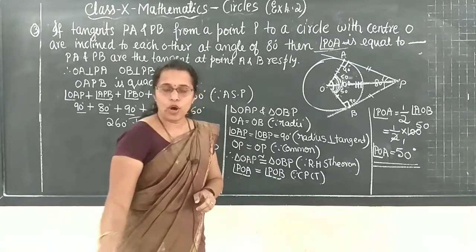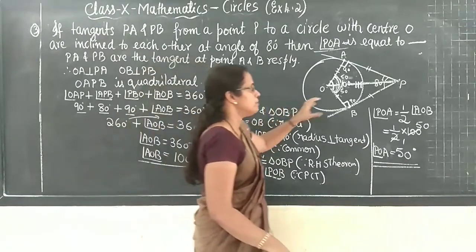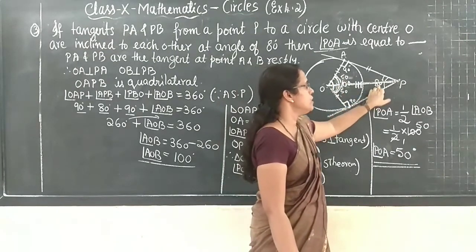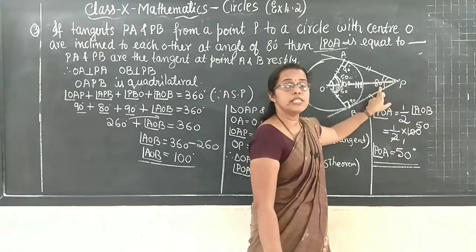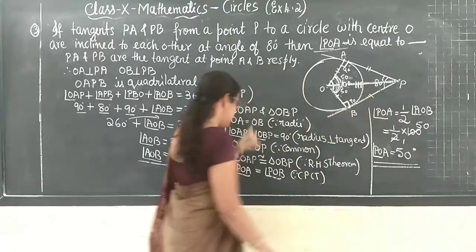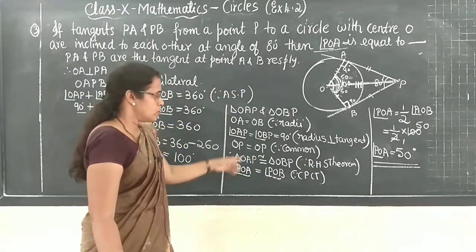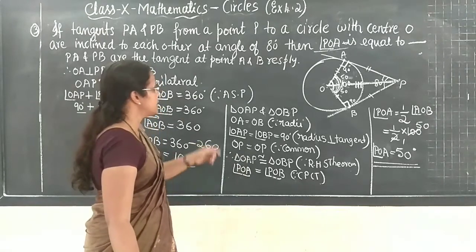Okay? So you all understood the matter. This is 100 means this is 50, this is 50. This is 80 means this is 40, this is 40. Because of the theorem we learned in theorem number 2. Okay, so that's all about this sum.